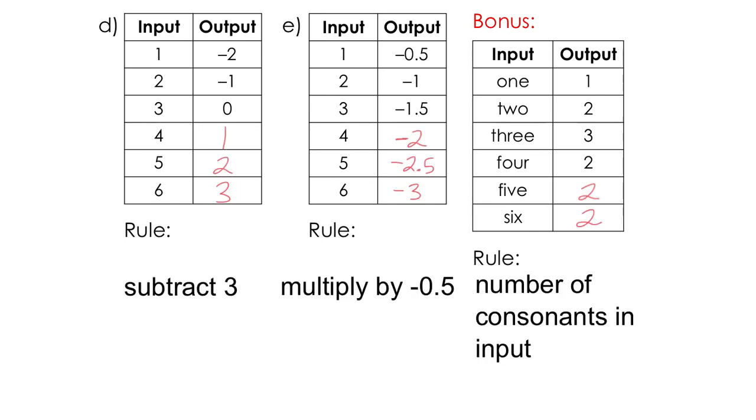Well, here we are. Subtract 3 is the rule for the first function. If you subtract 3 from the input, you get these values. The next one, multiply by negative 0.5 or negative 1/2. And the third one, you might have had trouble with that. That's why I called it a bonus, just to see if you could figure it out. It's the number of consonants in the input. So if you look at the word one, well, there's 3 letters, but 2 of them are vowels, so there's 1 consonant. In the word two, there's 2 consonants, etc.